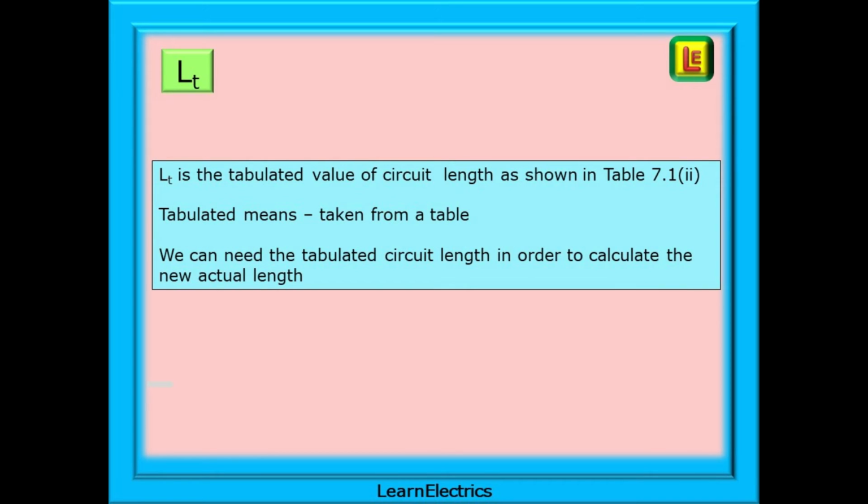LT is the tabulated value of circuit length as shown in Table 7.1 number 2. Tabulated means simply that it is taken from a table. We need the tabulated circuit length in order to calculate the new actual length for the new voltage.